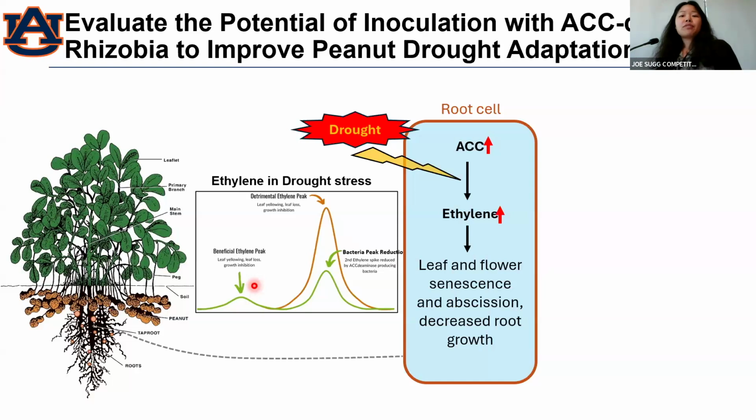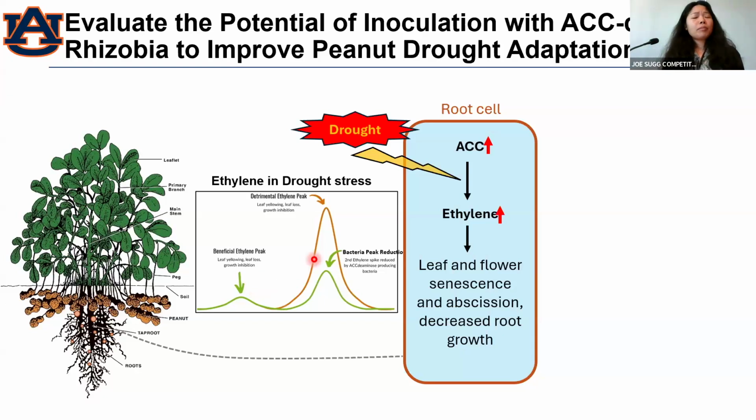Later, after a few days, the second peak occurs. The plant produces additional ACC in response to abiotic stress, like drought. The second ethylene peak is much larger than the first one, and it also has very bad effects such as leaf loss, leaf yellowing, and growth inhibition, and also physiological effects like reduced photosynthesis and stomatal conductance under the stress.